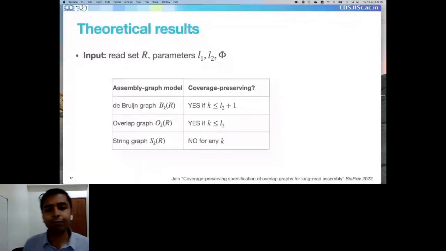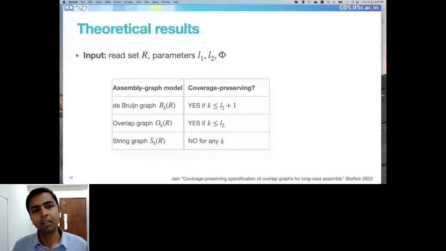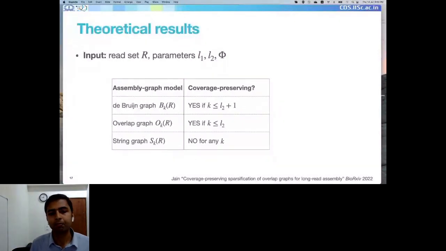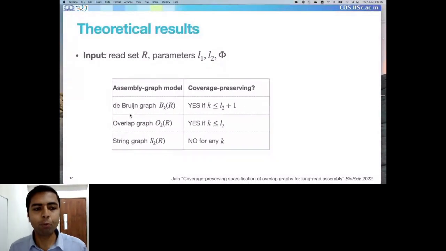Now, we gave the following theoretical results in our work. The input again is the read set R and the parameters L1, L2, and k. So we proved that the De Bruijn graph and overlap graph models are coverage preserving for given parameters, but the commonly used string graph model is not coverage preserving for any value of k. So in other words, the De Bruijn graph and overlap graphs are guaranteed to be coverage preserving if there is sufficient coverage over the genome. But in the string graph, we are not guaranteed this property.